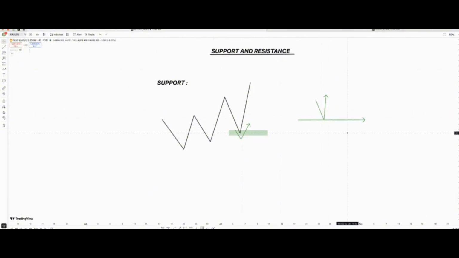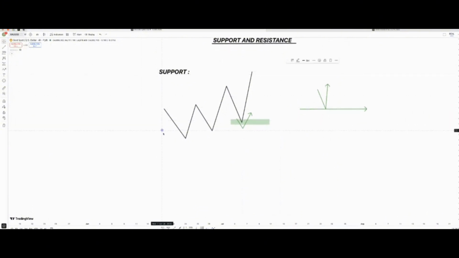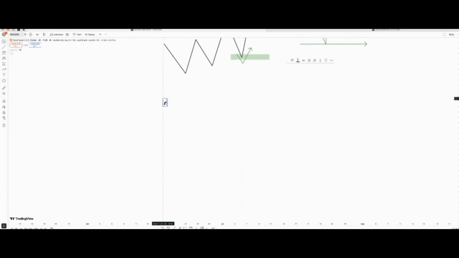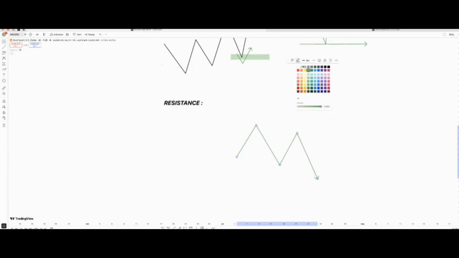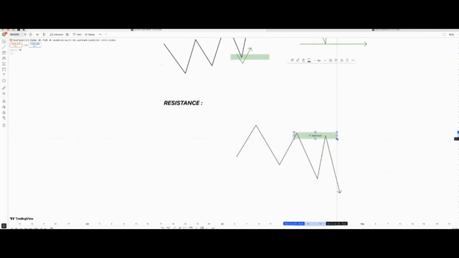Now, the resistance is quite the opposite. The resistance zone is said to stop price from rising. The resistance area is where price tends to stop rising and start falling. In a downtrend, where we have a series of lower highs and lower lows, the resistance areas are the highs where we expect price to stop rising and start falling. Those highs where the reversal happens are called the resistance zone. I hope you are getting this.